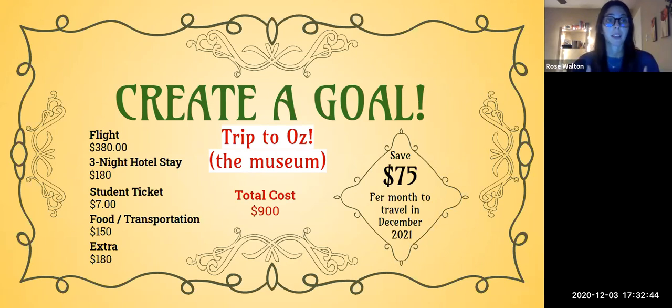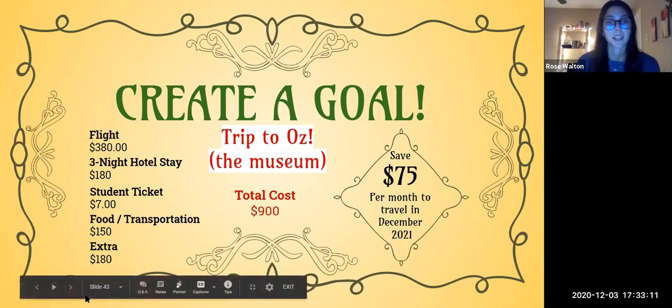Obviously that's a lot of money up front. But if we think about it from a reasonable standpoint, we can save $75 per month towards this goal. And in 1 year from December today, we'll be able to travel to Oz. And $75 per month in the grand scheme of things is not too much when you have a leftover budget of $245. So if you really want to go on this trip, it's definitely doable. We can go to the next slide.